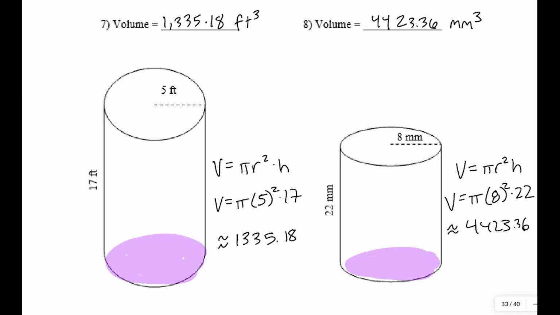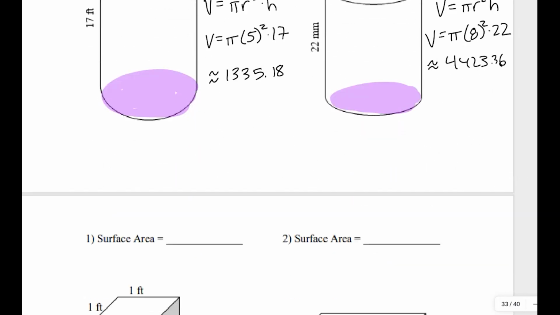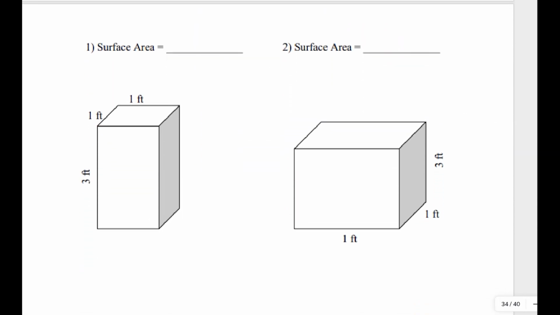So if I recall, this was the last volume problem that we went over, and then we started looking at some surface area problems. But let's see. Yep, okay, I was right. So we'll start off by finding the surface area of a rectangular prism, and we'll do a few problems like that. And then we will start looking at the surface area of a cylinder.